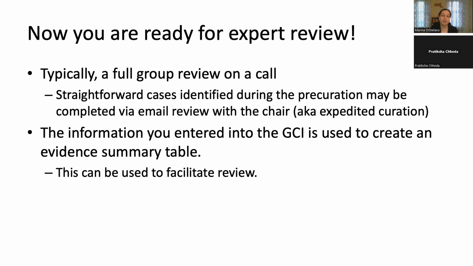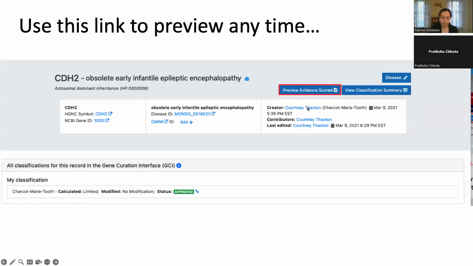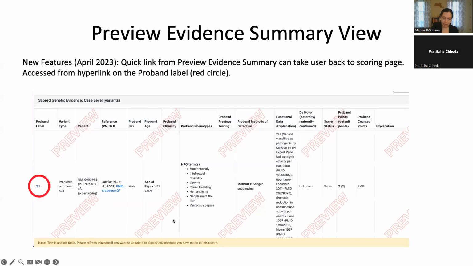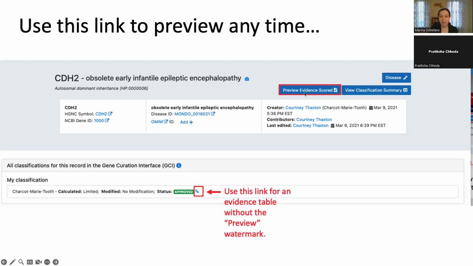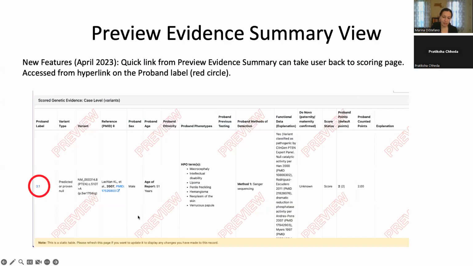Some people use PowerPoint, some people use the PDFs. If you want to use the PDF, you would click Preview Evidence Scored. You can click the little link here if you need to look at the evidence table without a preview watermark. But if you're previewing something that hasn't been approved yet, you would click Preview Evidence Scored, and then it will take you to this evidence summary table where it shows every proband that you've scored and the functional data explanation if you've included that, or if you've upgraded or downgraded something, included that.